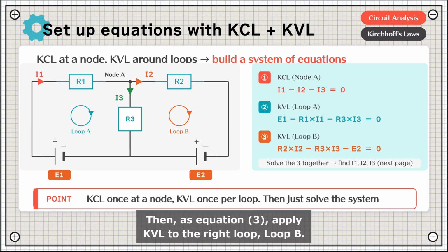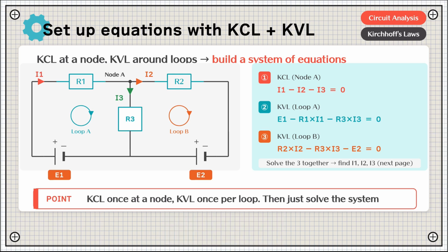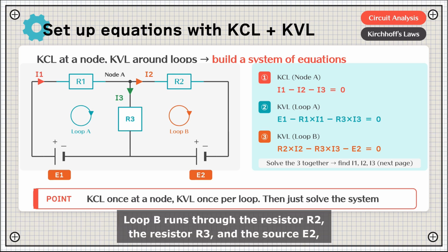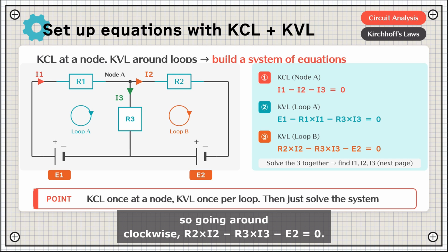Then, as the third equation, apply KVL to the right loop, loop B. Loop B runs through the resistor R2, the resistor R3, and the source E2, so going around clockwise, R2 times I2 minus R3 times I3 minus E2 equals 0.